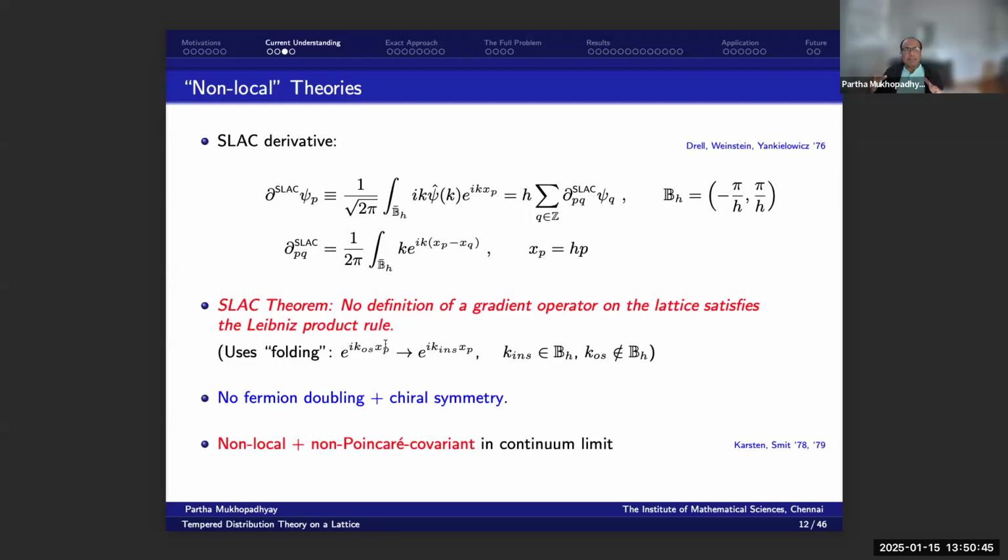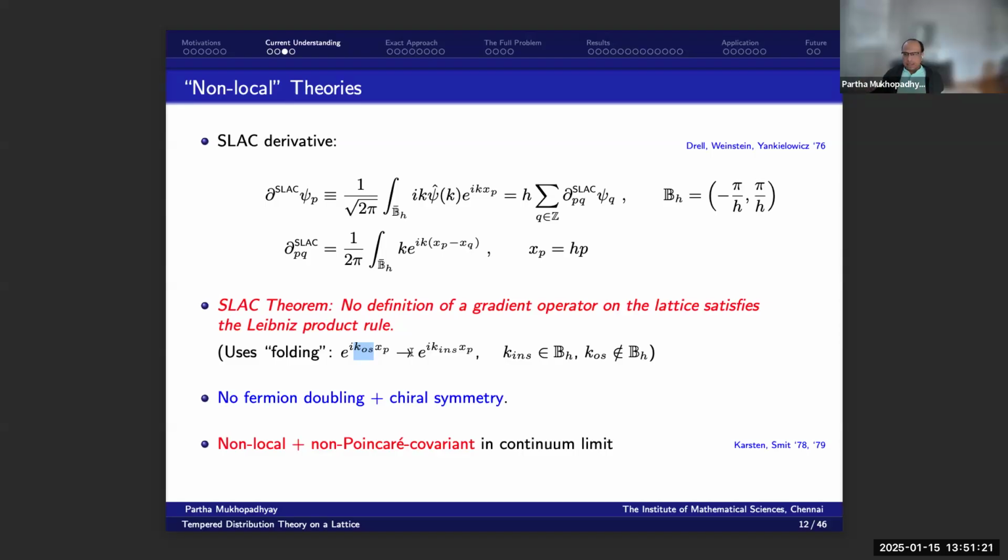The Leibniz product rule is an extremely important property to have in order to prove symmetries, and that cannot be achieved by any lattice derivative. One technical aspect about their proof is the following: when you take a product of multiple fields, then the total momentum goes outside the Brillouin zone, and they fold it back into the Brillouin zone. If you take any momentum outside the Brillouin zone, there's a unique momentum inside the Brillouin zone for which the phase will be the same.